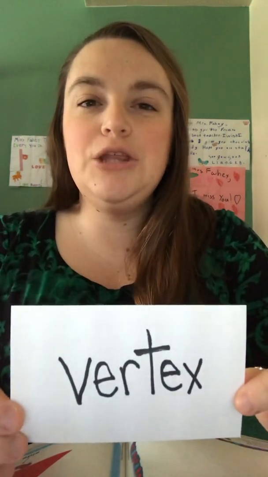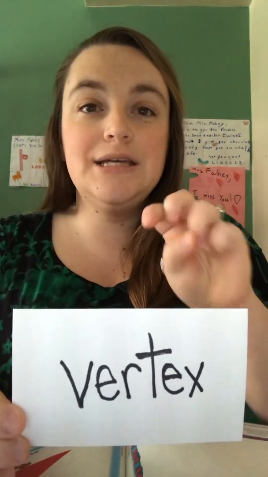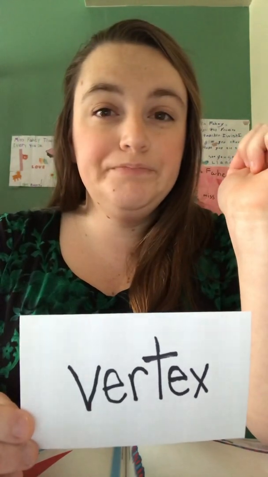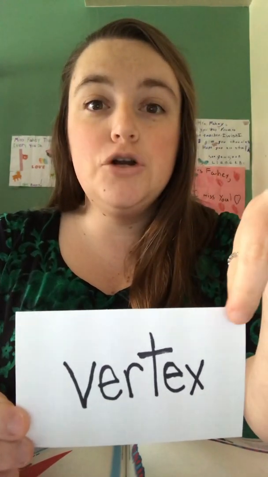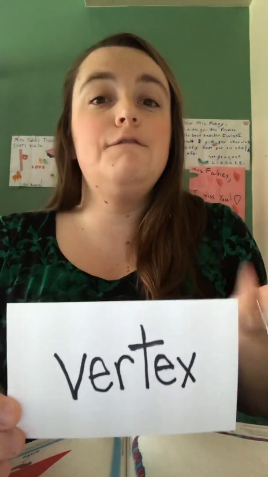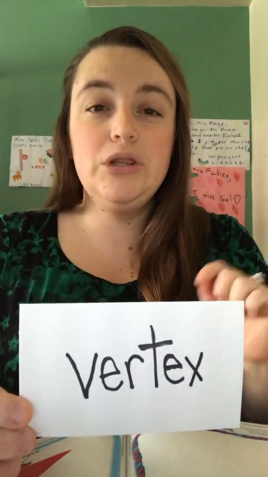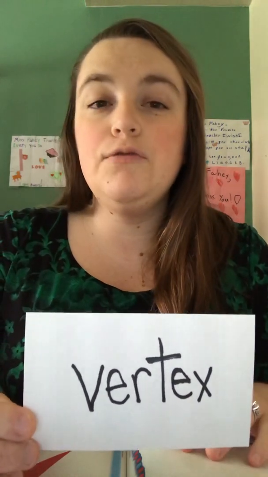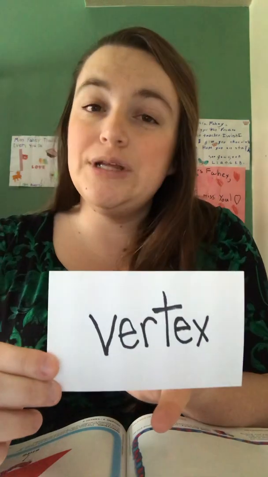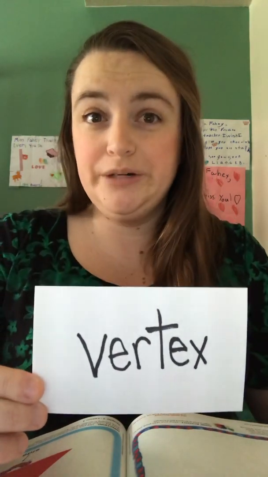Vertex. Say it with me 3 times. Vertex, vertex, vertex. And remember, a vertex is the corner of a shape. When we have more than one, we say vertices. We're looking for the corners. We are looking for the vertices. Vertex, vertices, same thing. It means corner.